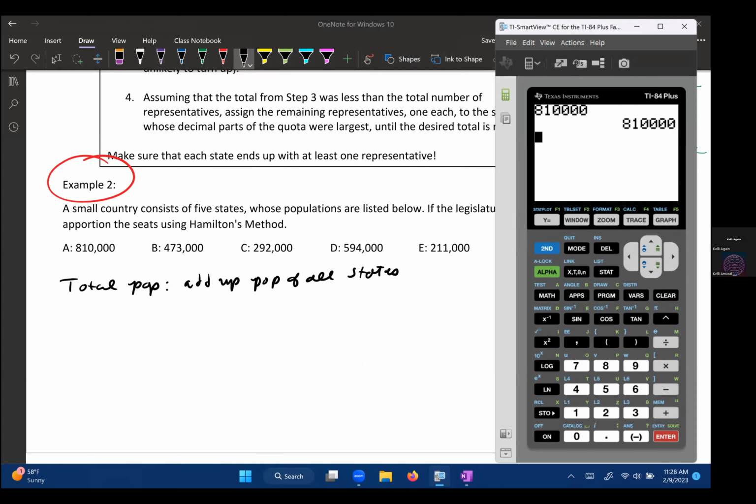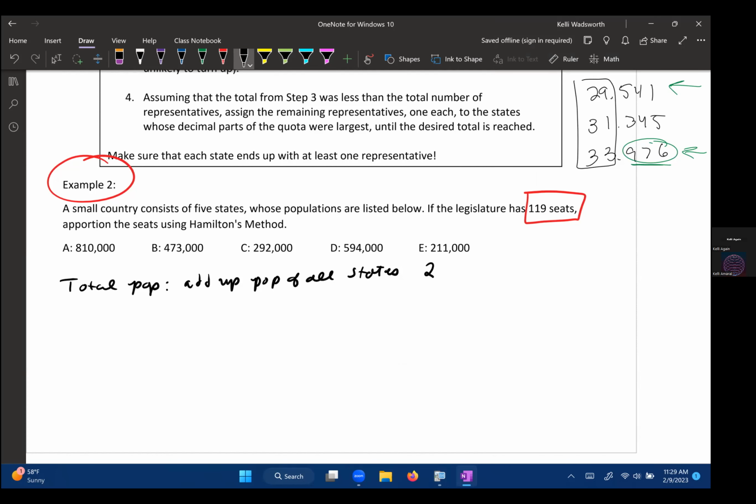So I'm going to add up 810,000 plus 473,000 plus 292,000 plus 594,000 plus 211,000. That looks to me like 2,380,000. Let me write that down: 2,380,000. Does that seem reasonable?